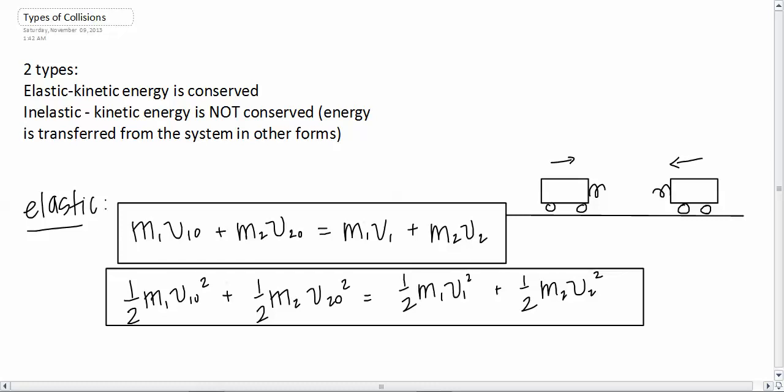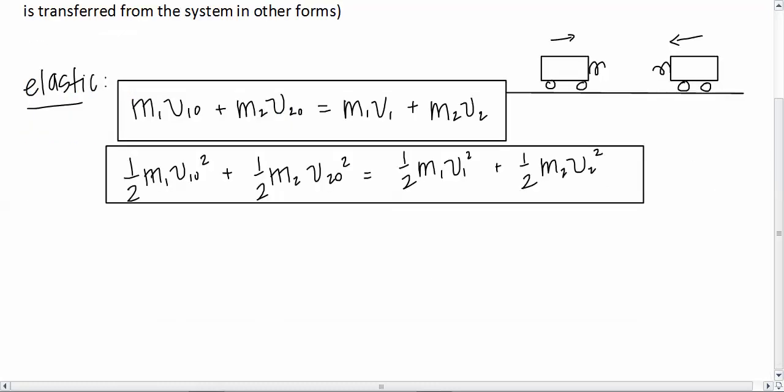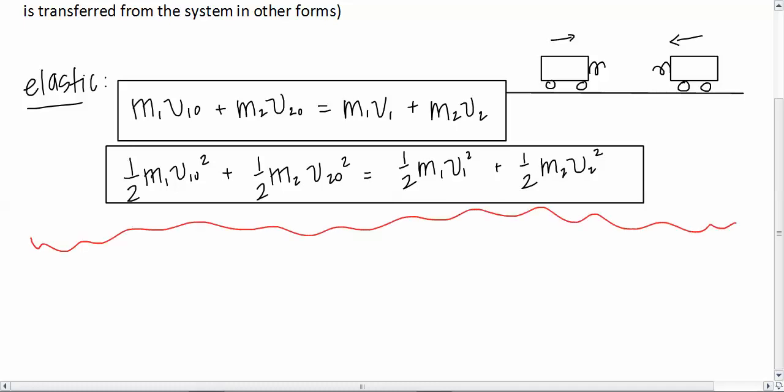Now, applying this conservation of kinetic energy equation can be ugly. So I can do some ninja math and come up with a third short little equation to use for elastic collisions. You do not have to be able to derive this, but I'm going to show it to you because I like doing algebra. So this is a derivation. I'm going to put a little red squiggly line across here because I'm going to start this derivation. I'm going to solve for a third elastic equation based on these two.